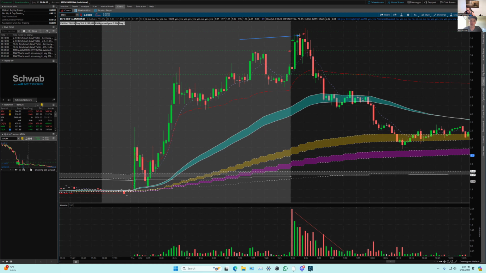Honestly, I might get in right here and risk the high. How I personally do it so that I don't get stopped out is, whenever it shoots through some level, I literally count to five, literally count to five.